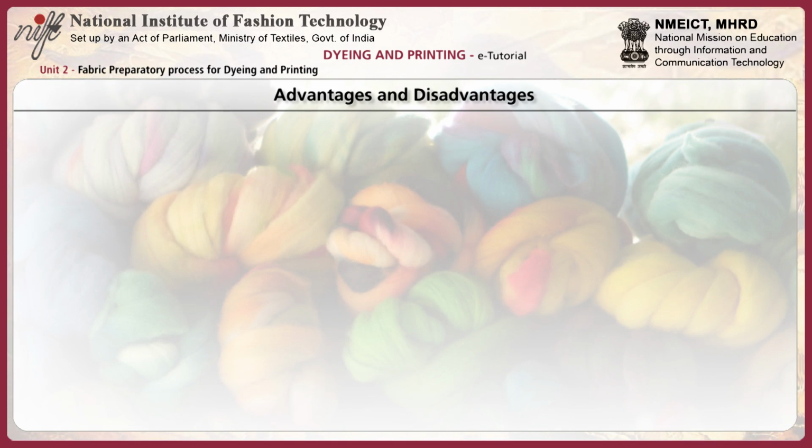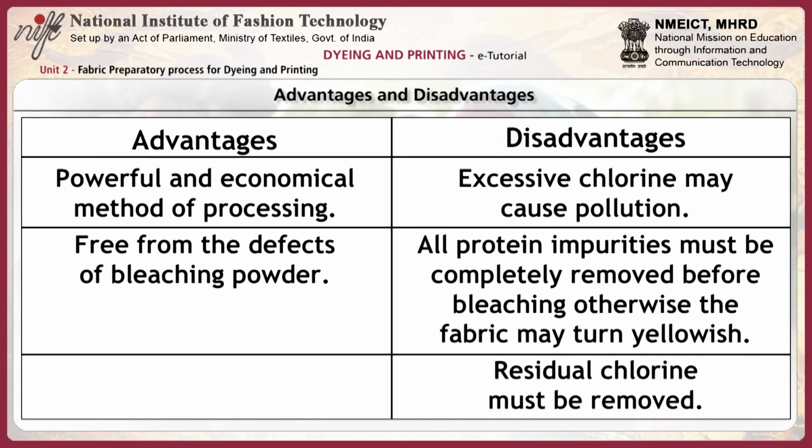Advantages and disadvantages of sodium hypochlorite bleaching. Hypochlorite bleaching is a powerful and economical way of processing. It is free from the defects of bleaching powder. However, excessive chlorine may cause pollution. All protein impurities must be completely removed before bleaching, otherwise the fabric may turn yellowish. The residual chlorine must be removed.